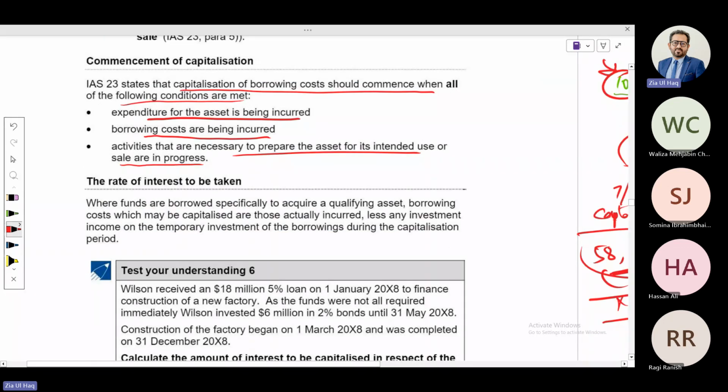The rate of interest to be taken where funds are borrowed specifically to acquire a qualifying asset: the borrowing costs which may be capitalized are those actually incurred, less any investment income on the temporary investment. So the interest expense for the construction period, less any investment income. Meaning if you invested some part of the loan somewhere and generated some income, we need to deduct that income from the cost, and the remaining amount should be capitalized as borrowing cost in the asset cost.